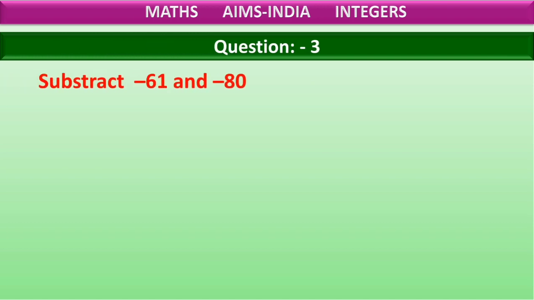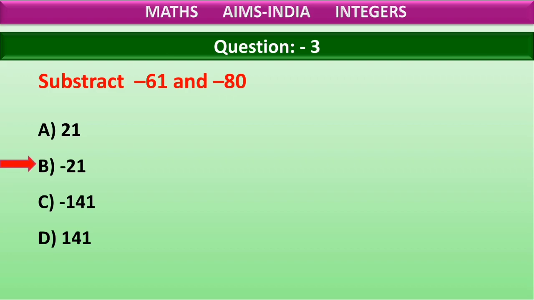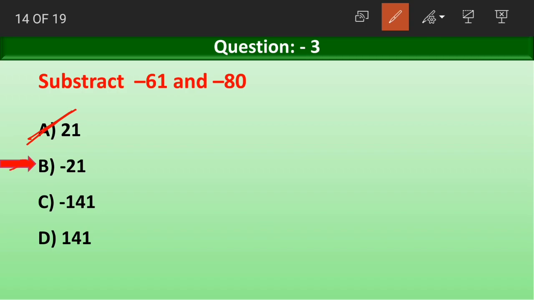Okay. Question number 3. Subtract minus 61 and minus 80. Option A 21, option B minus 21, option C minus 141, option D 141. Which is the correct answer here? The correct answer here is not minus 21. The correct answer here is 21.